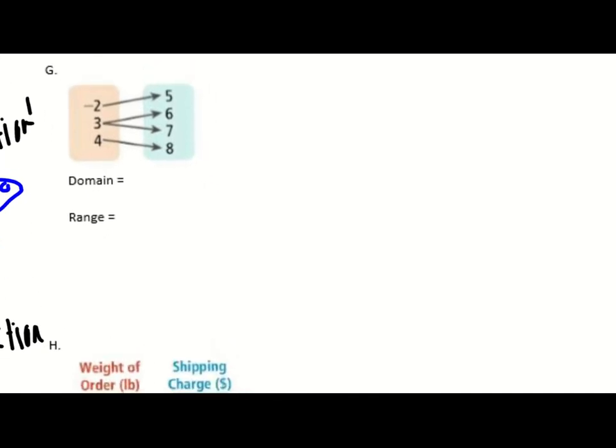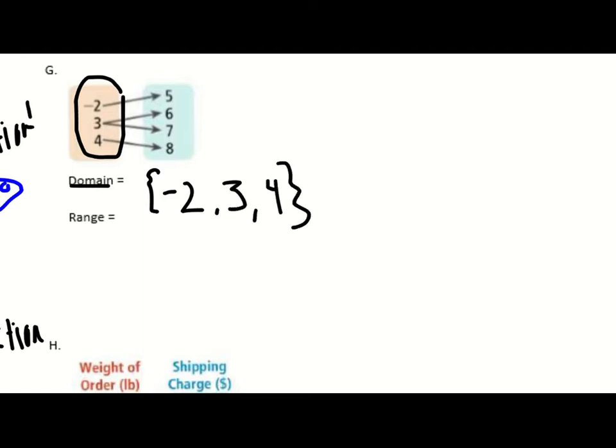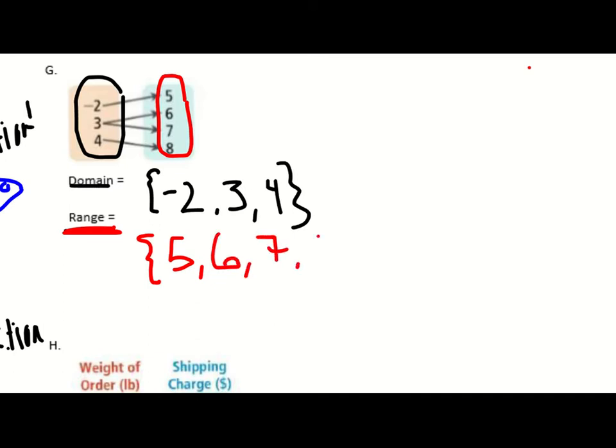In part G, we want to identify the domain and the range of this map and then determine if it's a function. So first, let's look at the domain. That's going to be all the numbers on the left-hand side. What has the arrow being drawn away from it? So our domain, -2, 3, and 4. And then our range, that's what has the arrow drawn to it. So in this case, that would be 5, 6, 7, and 8.